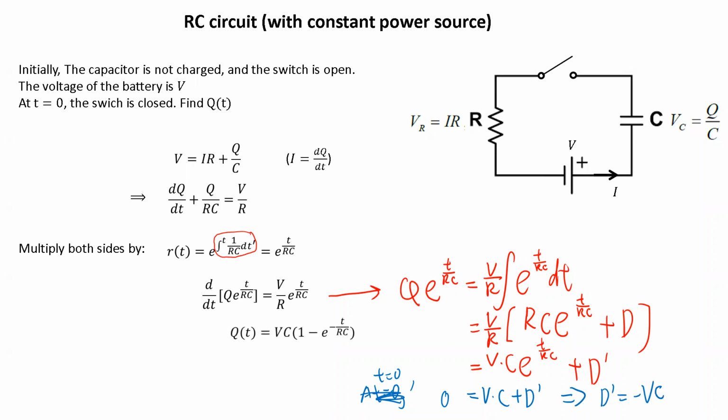And therefore, Q as a function of t is written in this form, after I put D prime equals minus VC.